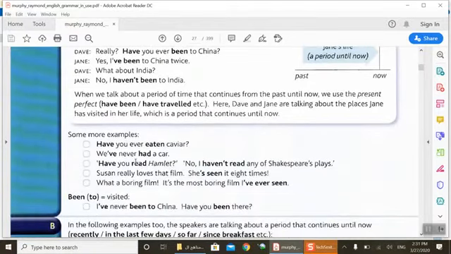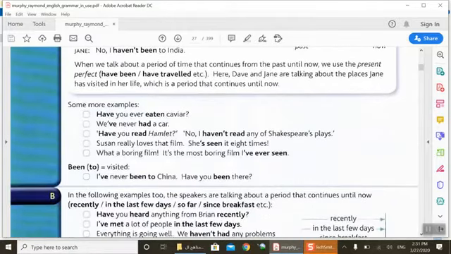Some more examples. Have you ever eaten caviar? Okay. Have you ever eaten dolma, for example? Have you ever eaten sushi? Yeah, from the past to now. We've never had a car.